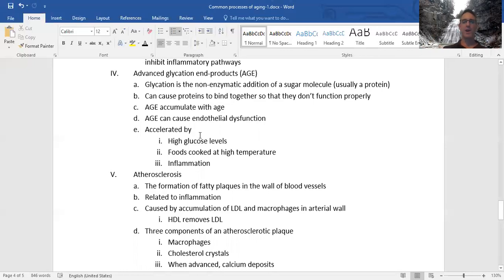Well, what causes advanced glycation end products? There are a few things. High glucose levels. Well, that one would make sense, right? Because there's more glucose there to bind. Foods cooked at a high temperature. So things like fried food in particular are dangerous. Now we're linking it again, inflammation. Why? I don't know, but when there's more inflammation, there's more formation of these AGEs.